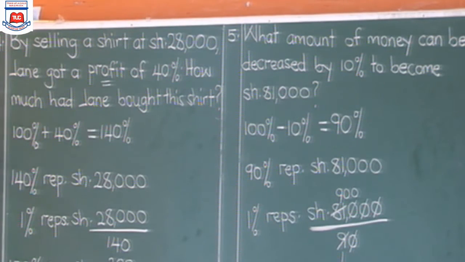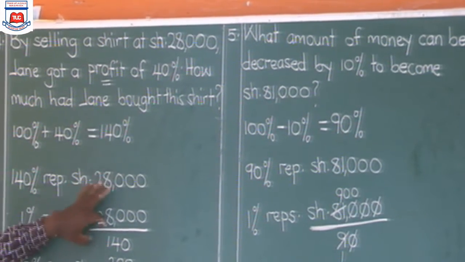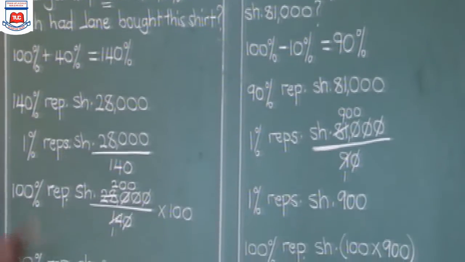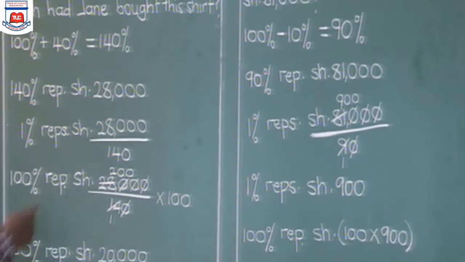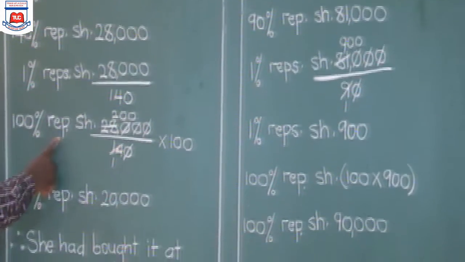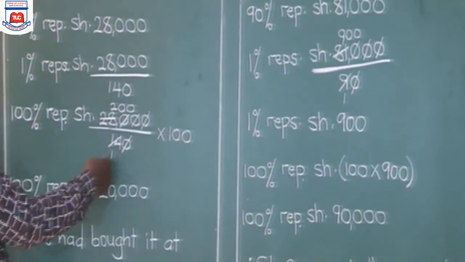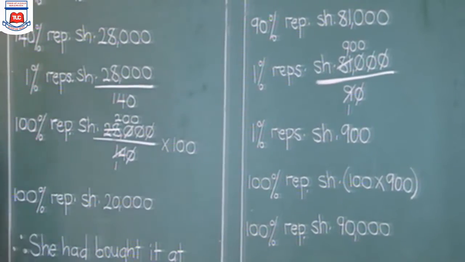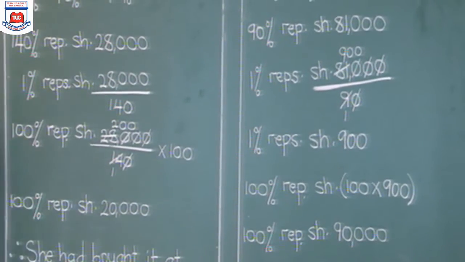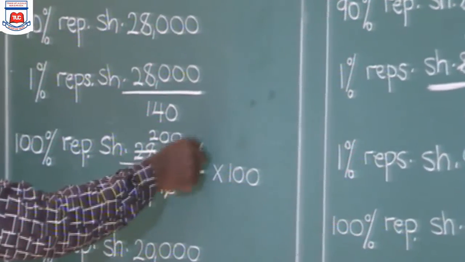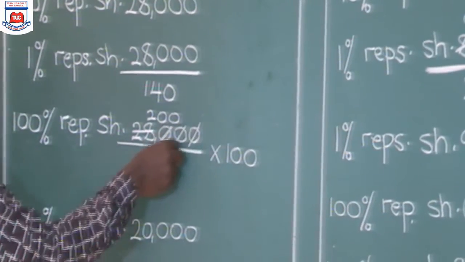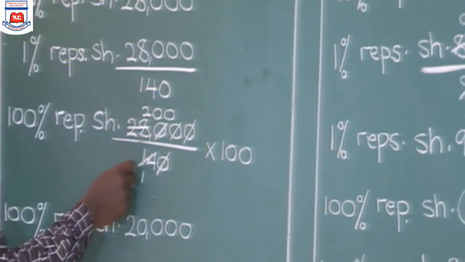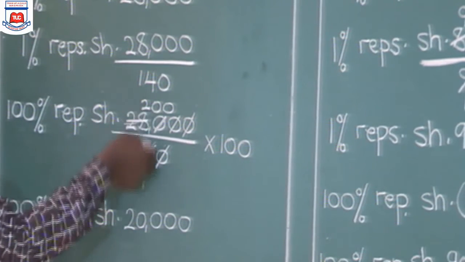You do like we did before, we say 140% represents 28,000 shillings. What about 1%? 1% represents 28,000 shillings divided by 140. What about the original, which is 100%, or the one equivalent to the buying price? 100% represents 28,000 shillings out of 140 times 100 shillings. Then start the division. Wherever you are cancelling the zeros, you're actually dividing by 10. By 10, by 10. 14 divided by 10, by 14, you get ones. 28 divided by 10, you get 2.